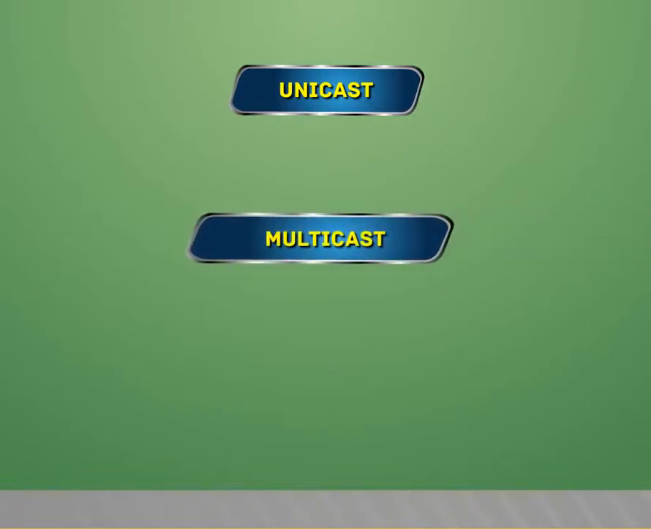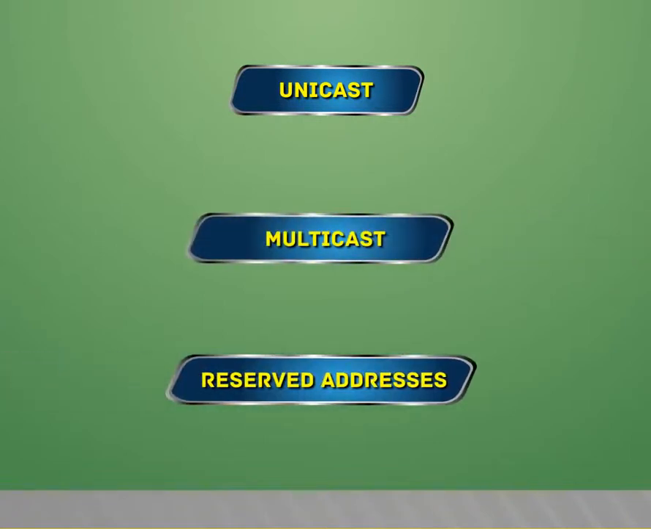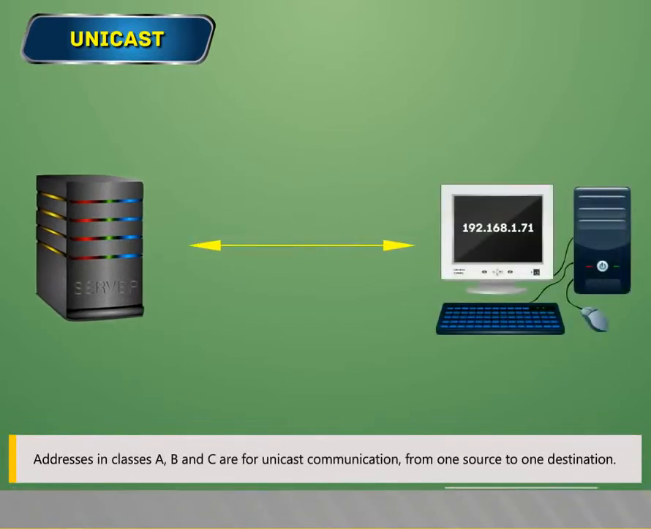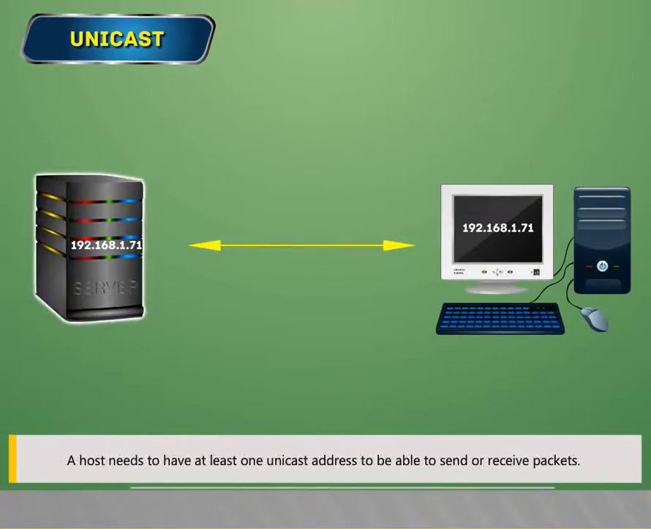Unicast, multicast, and reserved addresses. Addresses in classes A, B, and C are for unicast communication from one source to one destination. A host needs to have at least one unicast address to be able to send or receive packets.